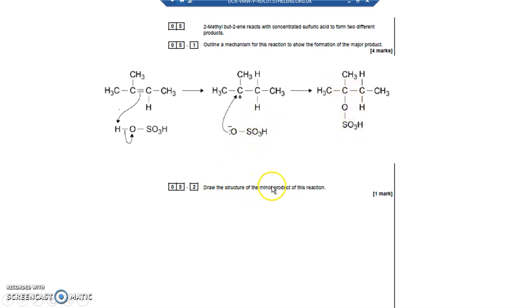So draw the structure of the minor product. Well, the minor product is where the H doesn't join the carbon that's got most hydrogens. So it doesn't join this carbon with most hydrogens. It joins to the carbon with the least hydrogens. That's very unlikely to happen, hence it being a minor product. It doesn't really happen very much, just a little tiny bit happens. So the H joins to this carbon here, and the OSO3H joins to this carbon here. In other words, these two are swapped over. The H is joined onto here, it would leave a plus here, and this would attack the plus and join onto here. These two are swapped the other way around.